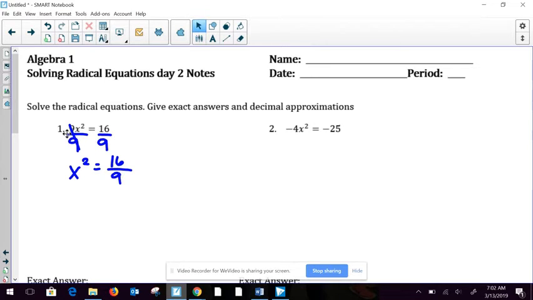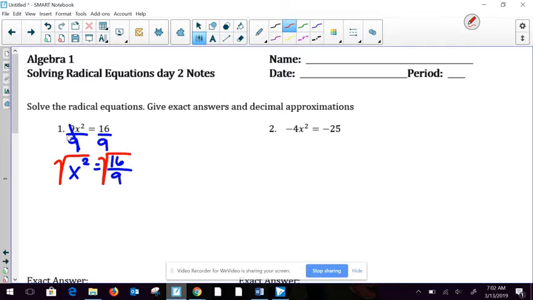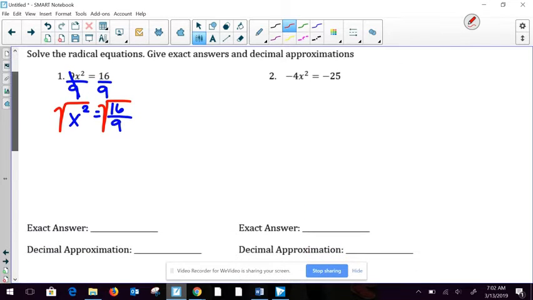Then you ask yourself, how do I undo a square? I'm going to square root both sides. When I square root both sides of my equation, I get x is equal to, if you look at that 16 and 9, do you recognize that those guys are perfect squares? Great. So we're going to write down the square roots of both of those. The square root of 16 is 4. The square root of 9 is 3.